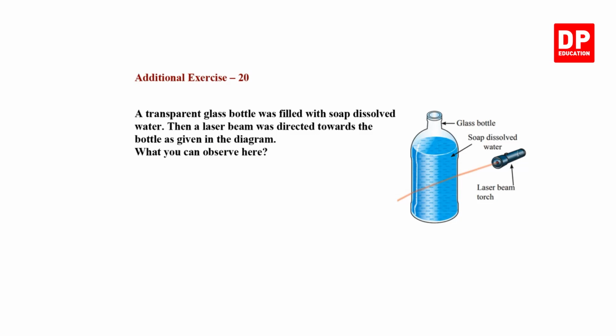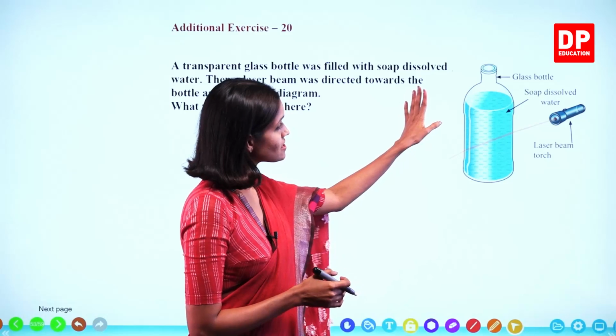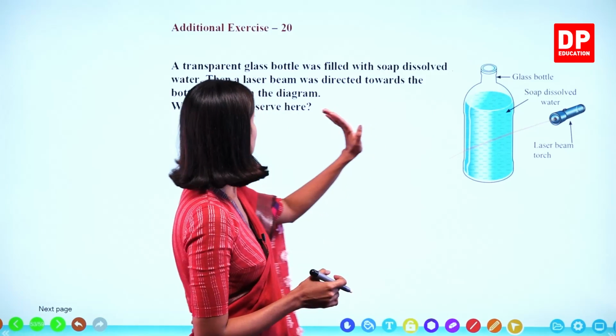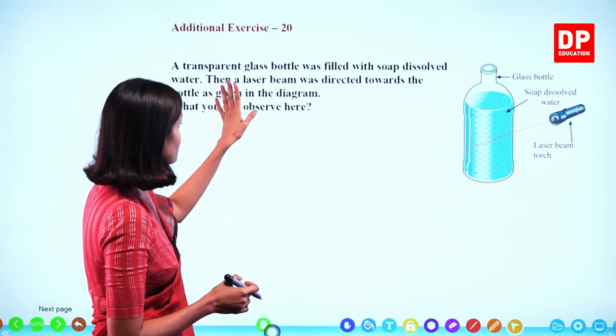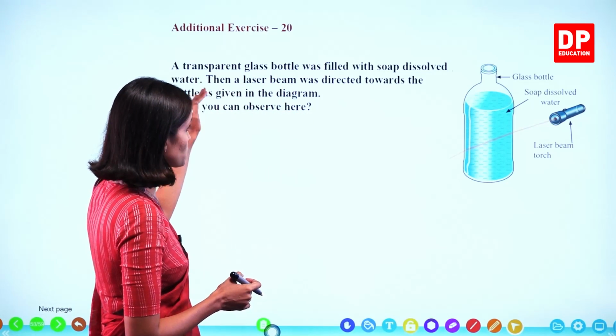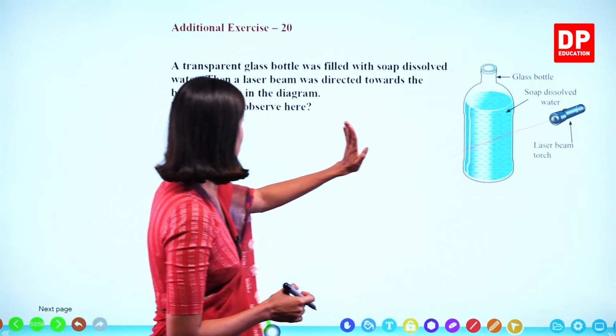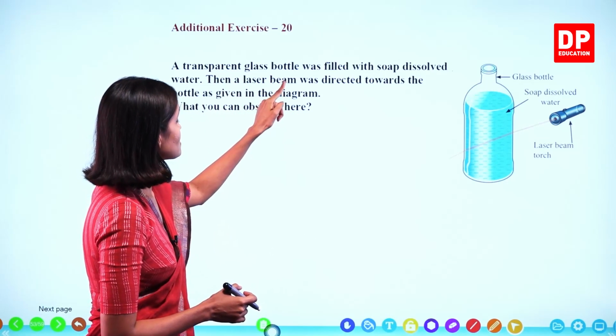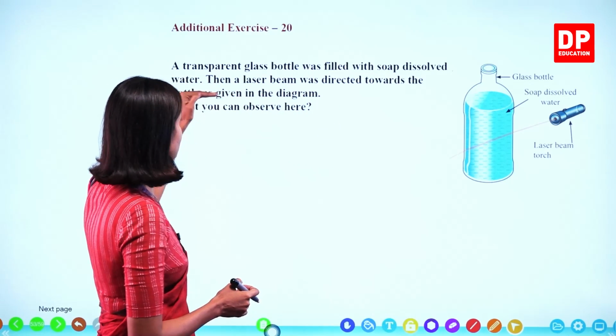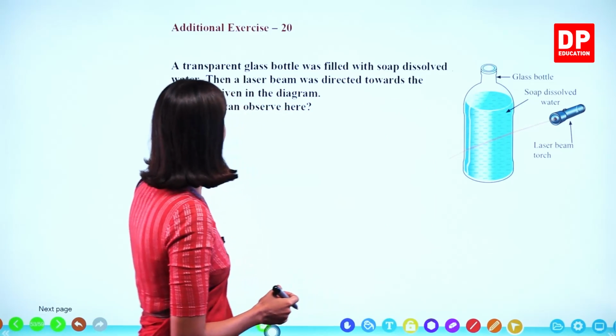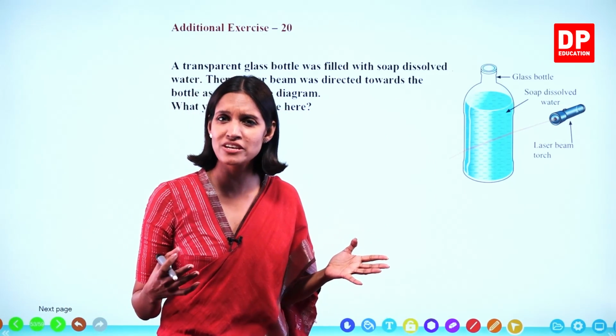Exercise 20. Look at this diagram. This is the same activity we did before, right? A transparent glass bottle was filled with soap dissolved water. Now this is the glass bottle, soap dissolved water present. Then a laser beam was directed towards the bottle as given in the diagram. What can you observe here? What is the observation, children?